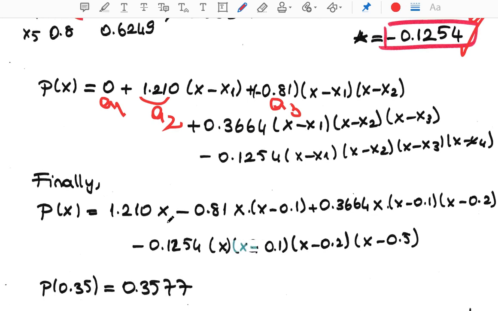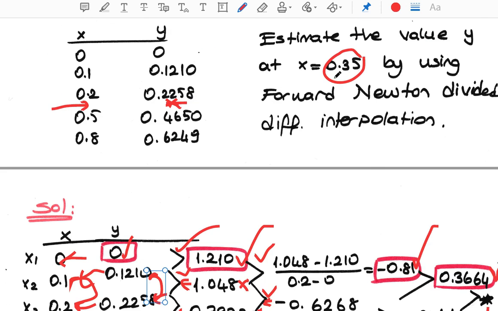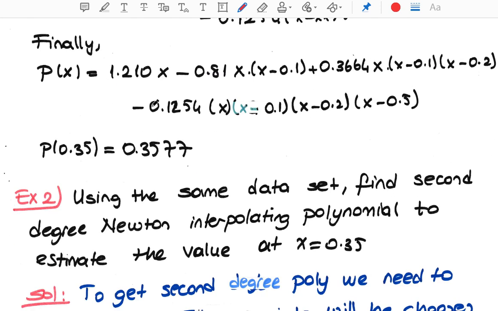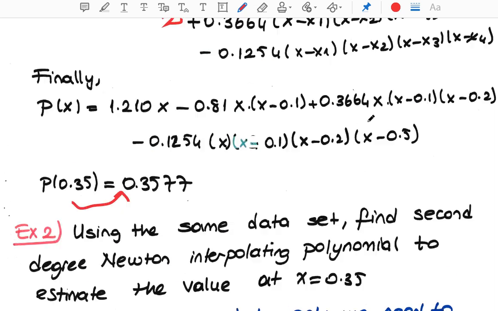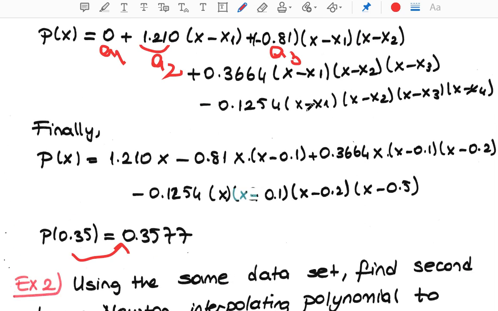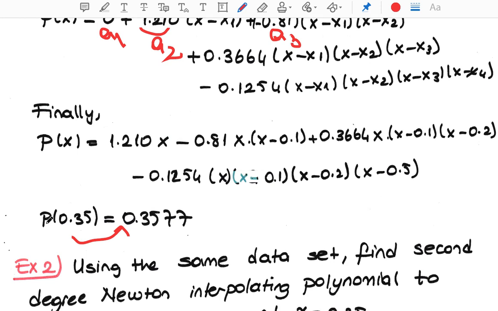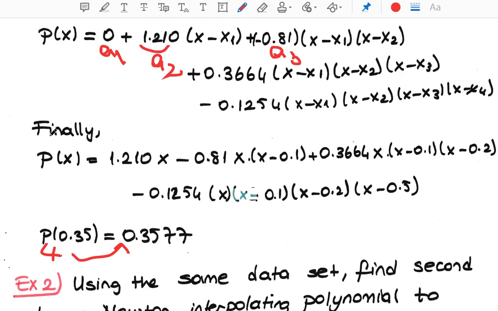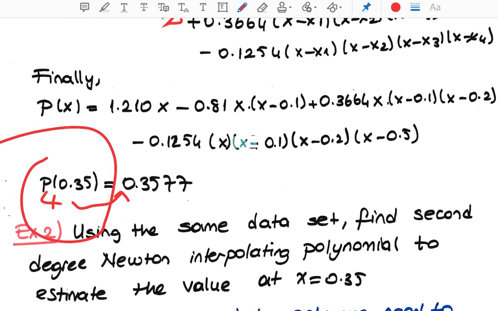So finally, if you wish to learn what the value is at this point on the Newton divided difference, then by substitution you are getting 0.3577. So what is your degree here? 1, 2, 3, 4. Most degree here is the fourth degree polynomial we observed. By using 1, 2, 3, 4, 5 nodes, we have observed a fourth degree polynomial.